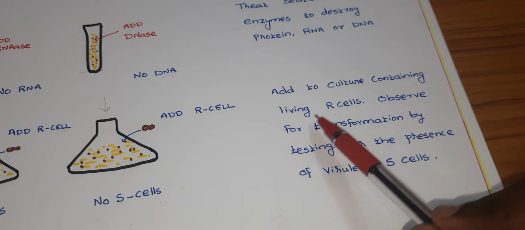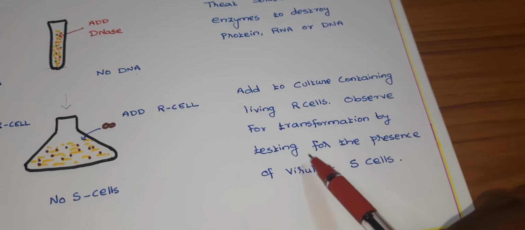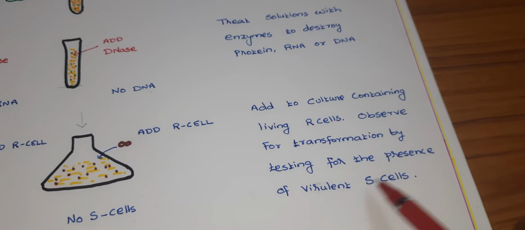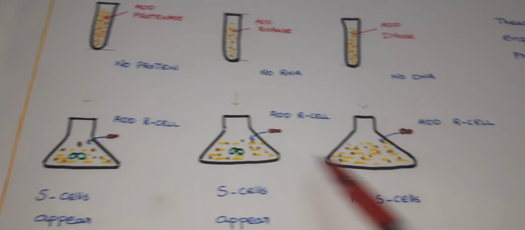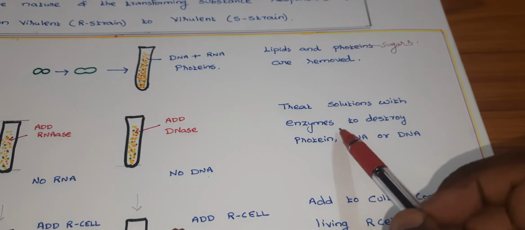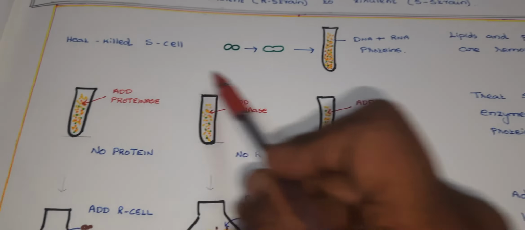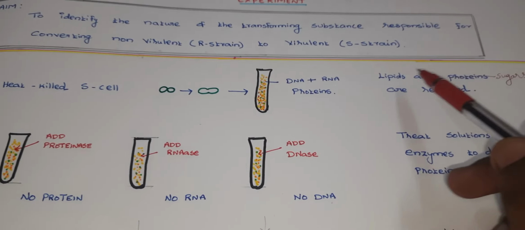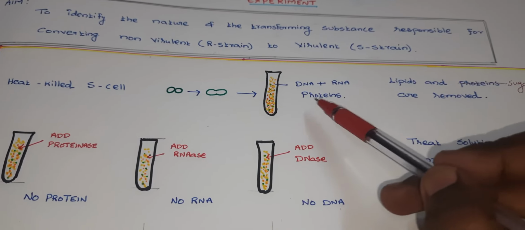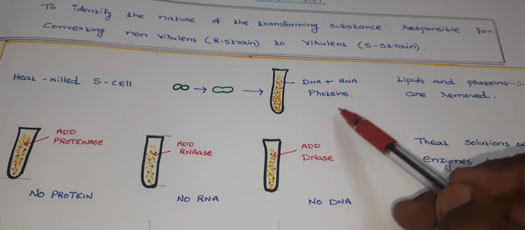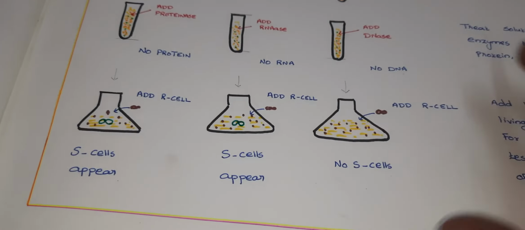Add to a culture containing living R cells, and observe the transformation by testing for the presence of virulent S cells. These three test tubes are for this step. Then treat the solution with enzymes to destroy protein, RNA or DNA. These enzymes were added in the second step. In the first step, everything else was removed, and only the DNA, RNA and proteins were isolated. So this is what this experiment is about.